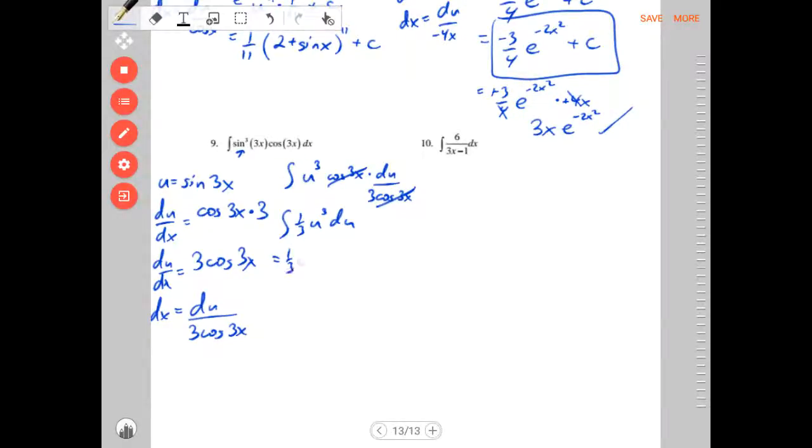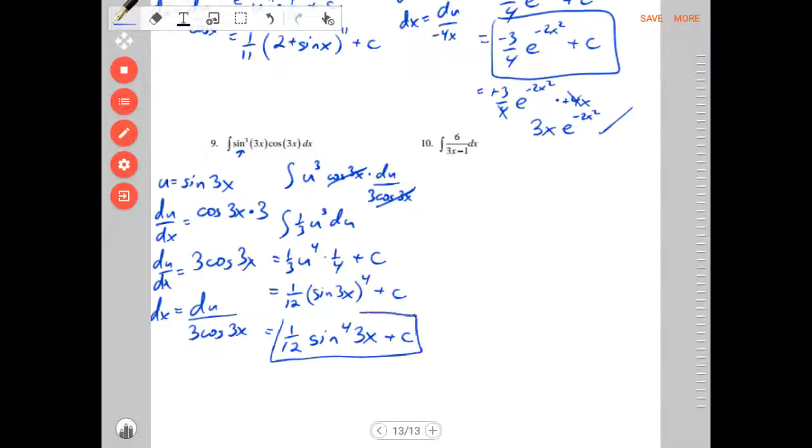Okay, so raise the exponent by 1, multiply by the reciprocal, add a constant. So this is now 1/12, and the u function was sine 3x, to the fourth plus c. So of course we rewrite this as 1/12 sine to the fourth 3x plus c. That's the idea. And you can check this one if you want, but you can do that by yourself. Trust me, that is our guy.